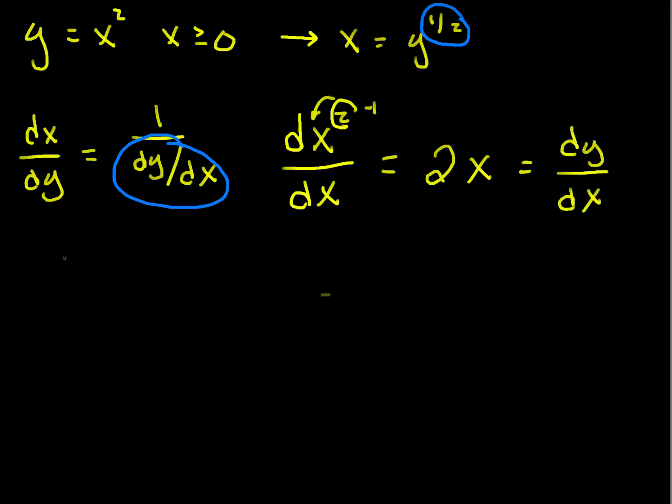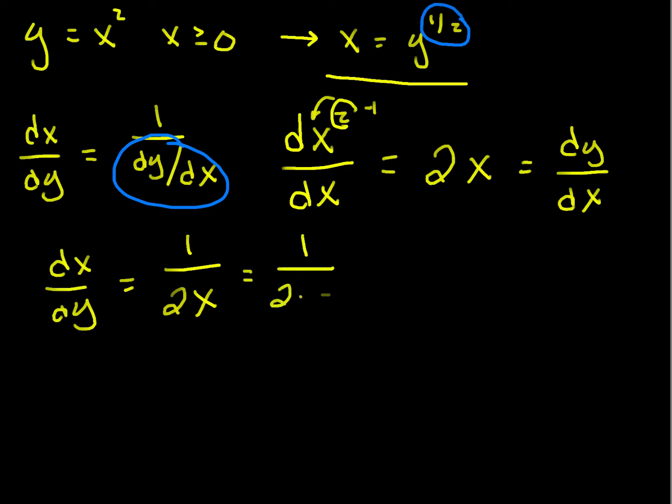So that means dx/dy is 1 over 2x. Now it'd be nice to have this in terms of y, but we know that x is equal to y to the 1/2, so this is 1 over 2y to the 1/2, or this is 1/2 y to the negative 1/2. Notice what happened here, and this is no coincidence. The exponent was 1/2. It came down as my coefficient, and 1/2 minus 1 is negative 1/2.